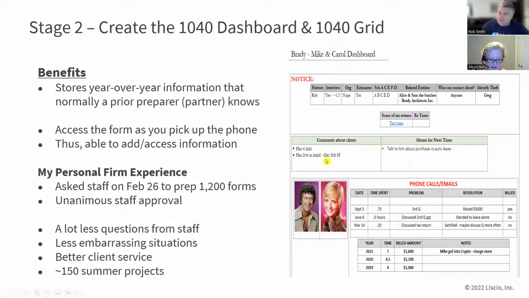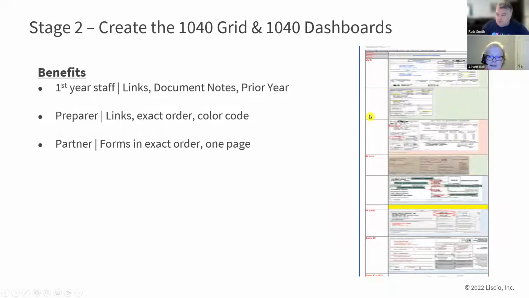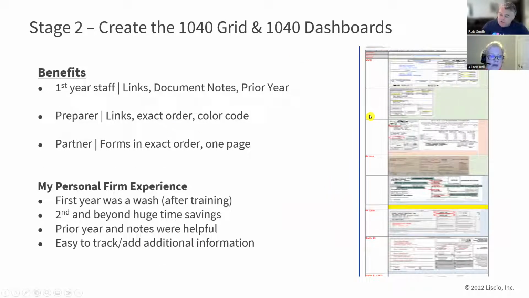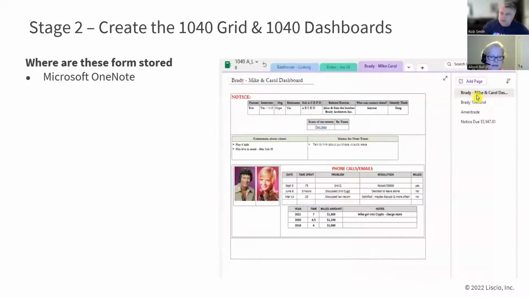But one thing about this one right here, when I first rolled this dashboard out, I did it one tax season on February 26th. I asked my staff, we had somewhere between 1,000 and 2,000 1040s. Unanimous staff approval. Every staff member wanted to do this, even though it was going to be more work for them. They wanted it because it was going to be that helpful to them. So when the staff wants it, you know it's beneficial. Once again, we kind of talked about the dashboards here. Same thing here. Unbelievable.